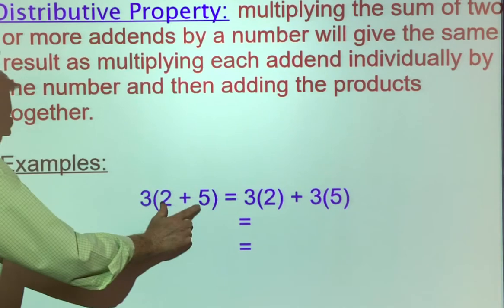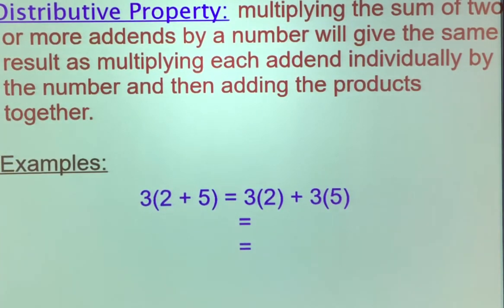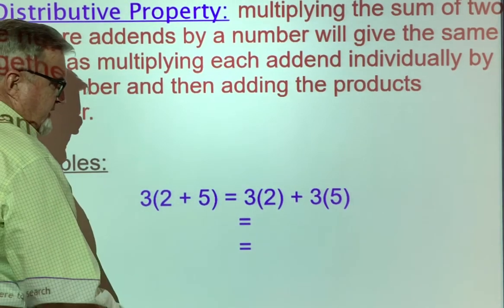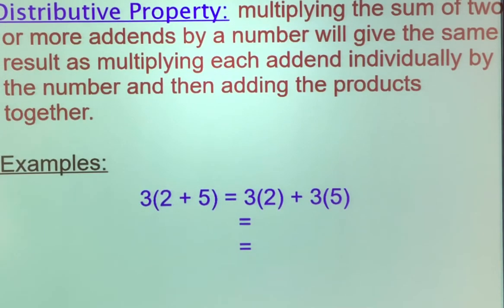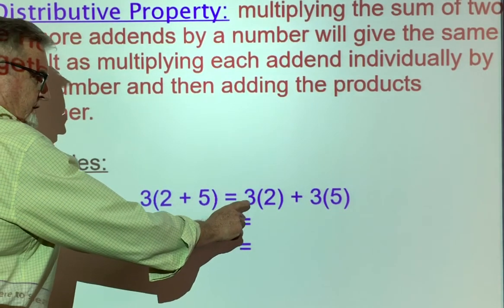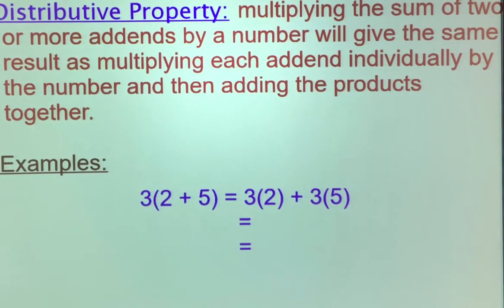Well, right here I have the sum of two numbers, 2 plus 5. It says multiplying that by a number is the same thing as multiplying each of the add-ins individually. So 3 times the sum of 2 plus 5 is the same thing as 3 times 2 plus 3 times 5. Well, let's prove it. Let's check it to see if it's true.